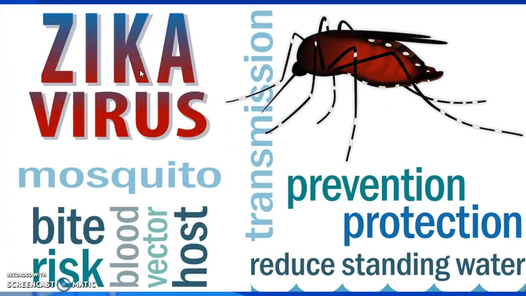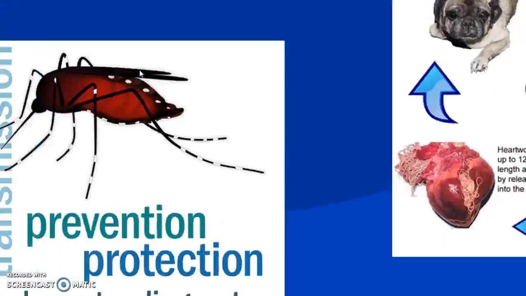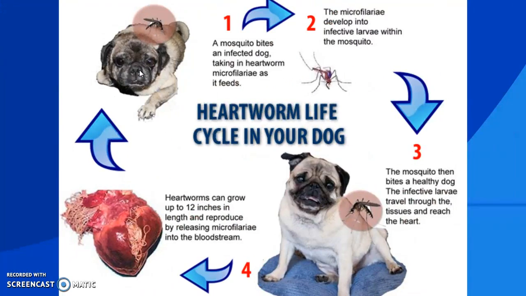This is a picture of the Zika virus and how it can be prevented and how it transmits. And this is a life cycle of heartworm that dogs can get from mosquitoes.